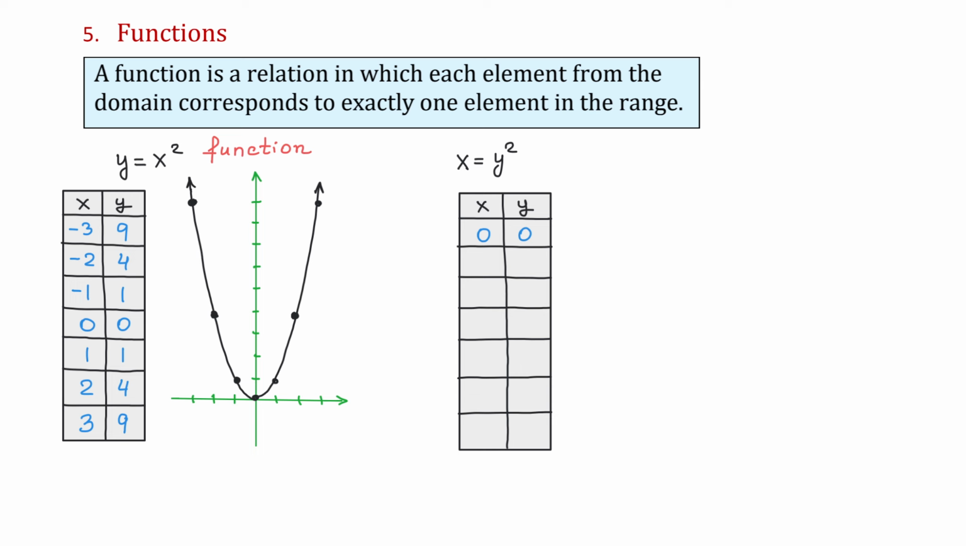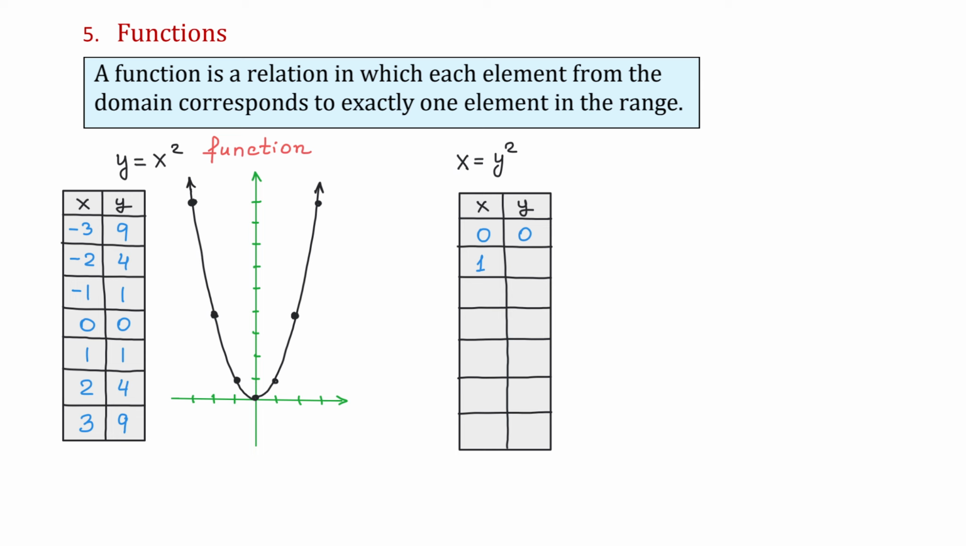For example, let x be equal to 1. Then we need to ask, what do we raise to the second power to get 1? There are two numbers that you can raise to the second power and get 1. The first one is 1, and the second one is negative 1. So again, 1 squared is 1, and negative 1 squared is also 1.